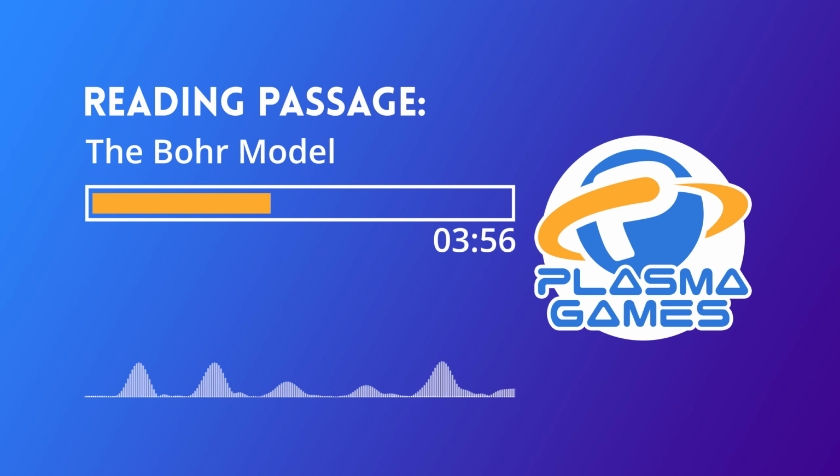1. The first energy level closest to the nucleus can have up to 2 electrons. 2. The second energy level can hold up to 8 electrons. Oxygen only has 6. 3. The third energy level can hold up to 18 electrons.